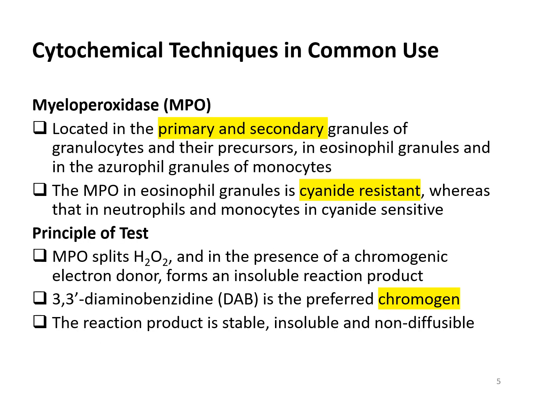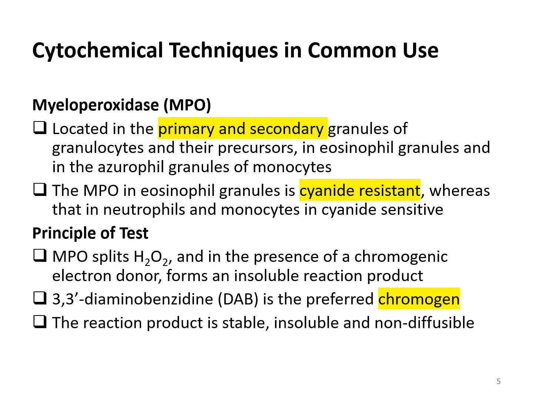MPO is the first of the enzymes that we can use to characterize the cells in the bone marrow and the blood. This is found in the granules of granulocytes and their precursors, in the eosinophil granules, and in the monocytes. To identify the difference between the peroxidase found in eosinophil granules and that found in neutrophil and monocyte granules, we can use cyanide. Cyanide can differentiate between these two forms of peroxidase.